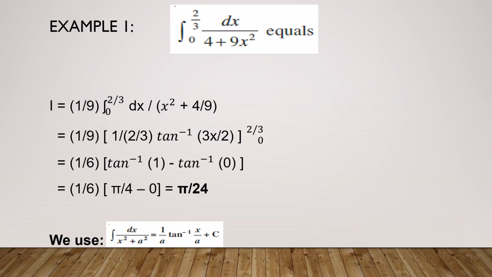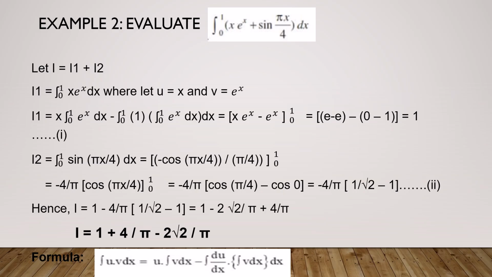First put the value of x as 2 by 3. So it will be tan inverse of 1 minus put the value of x as 0. That is tan inverse of 0. You know tan inverse of 1 is pi by 4 and tan inverse of 0 is 0. So the answer to this is pi by 24.